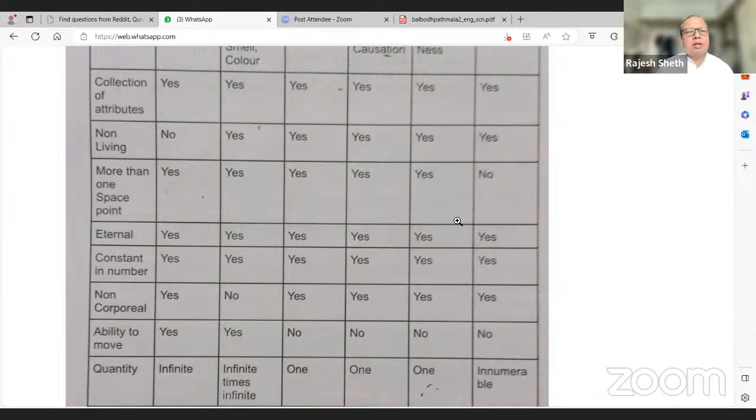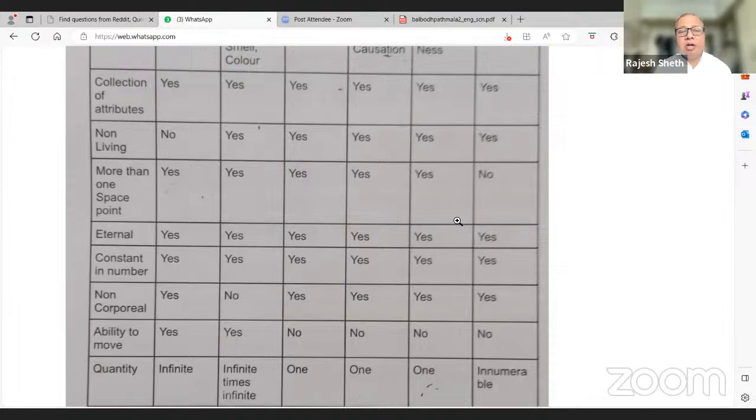So all the substances are constant in number. Not a substance can be created, not a substance can be destroyed. You getting that characteristic? Yes, sir. Fine. So next is Labdhi Vora.